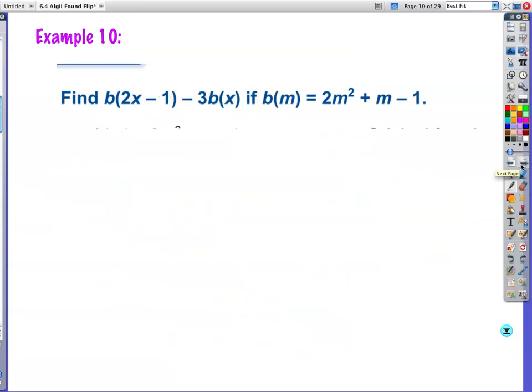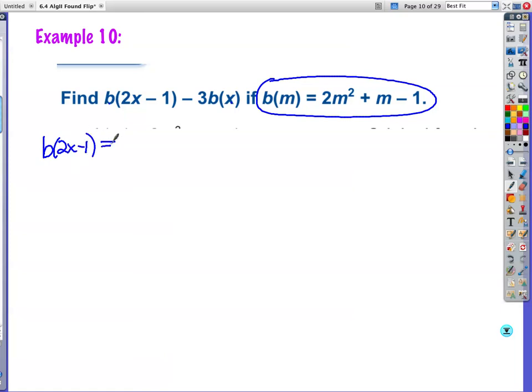Example 10. All right, here's my function. Kind of a very, very similar type of problem. B, here's the function right here. They want me to find b of 2x minus 1 minus 3 of b of x. Okay, so I'm taking 3 times the entire function. Then I'm putting x in place of m. So here I go. B of 2x minus 1 means every time over here I see an m, I'm going to write 2x minus 1 in its place.